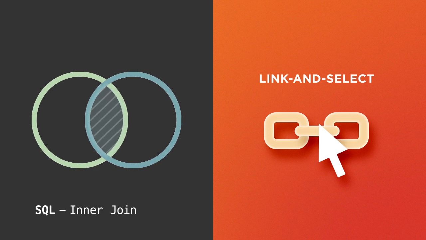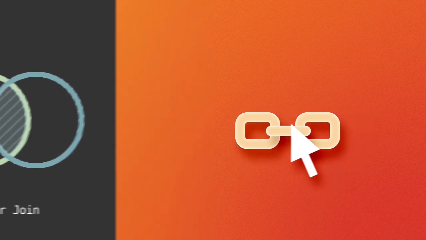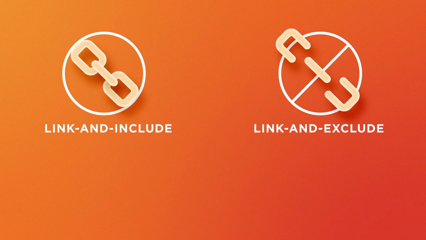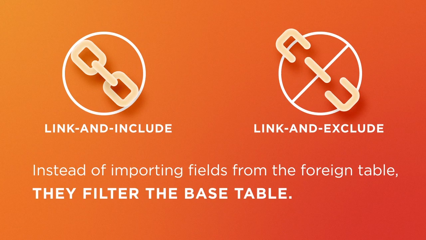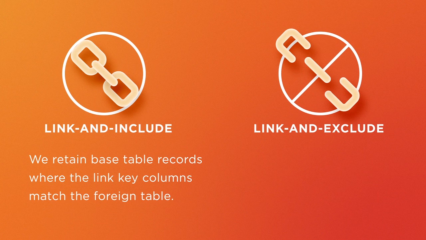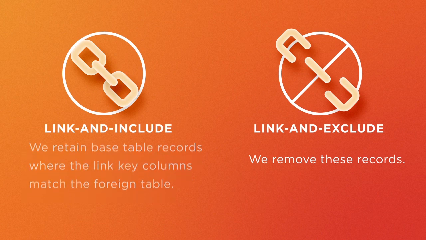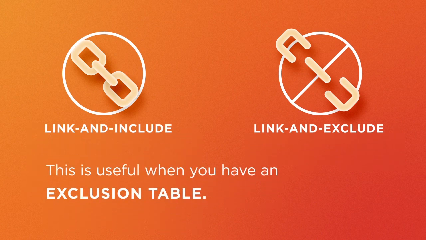Link and select is similar to an inner join in SQL, except only the first match in the foreign table is retrieved. The last link types are link and include and link and exclude, which operate as data filters. Instead of importing fields from the foreign table, they filter the base table. In link and include, we retain the base table records where the link key columns match the foreign table. In link and exclude, we remove these records. This is useful when you have an exclusion table. For example, a table containing a list of closed stores you want to exclude from query results.